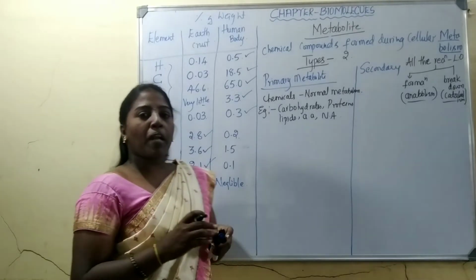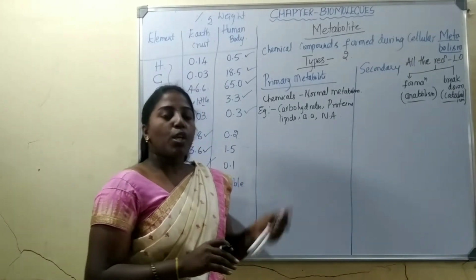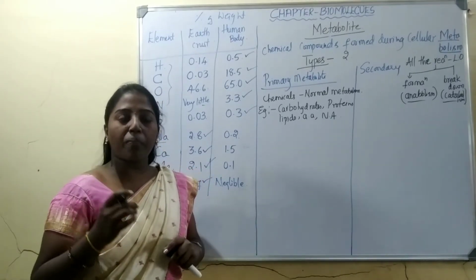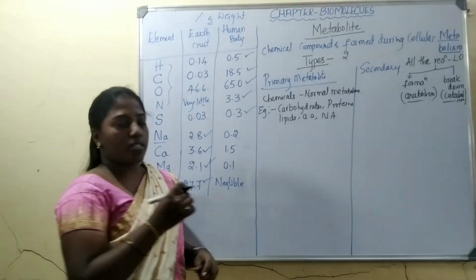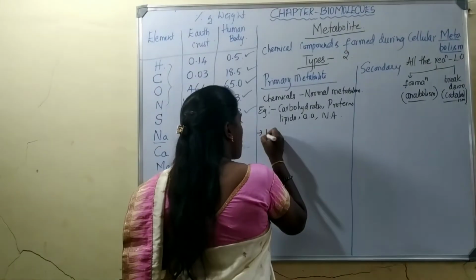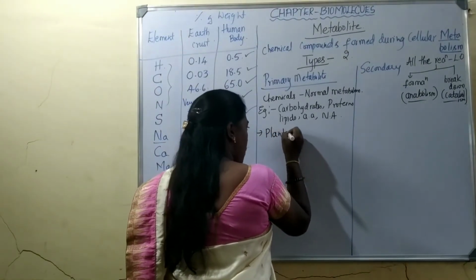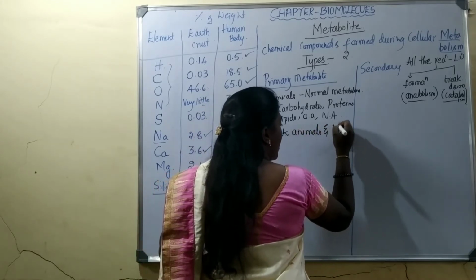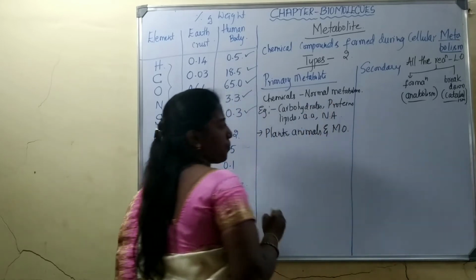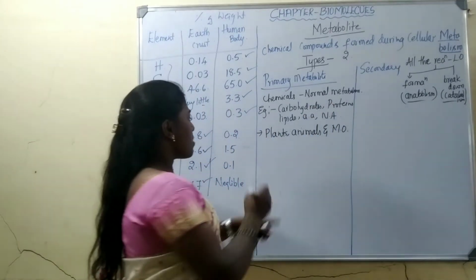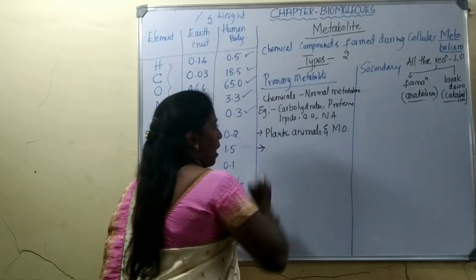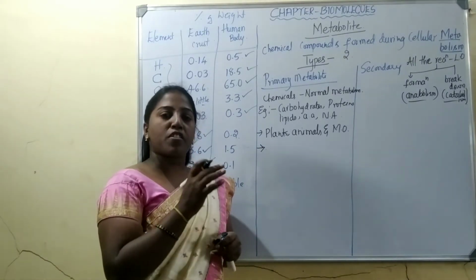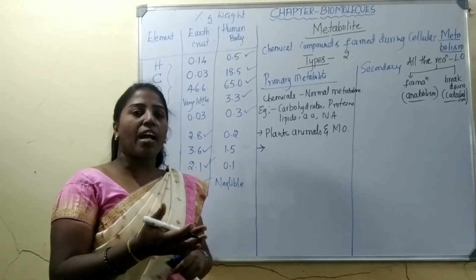Next, where are these primary metabolites produced? They are produced by the plants, animals, and even by the microorganisms. Is it clear? Next. So the function of primary metabolites is specific, or it is well understood.